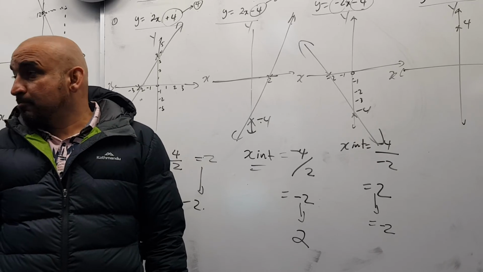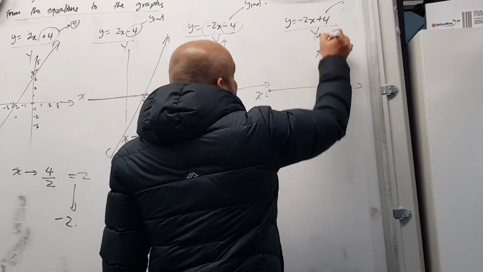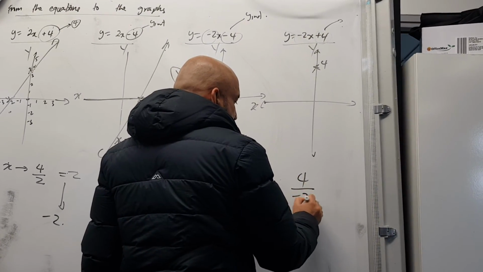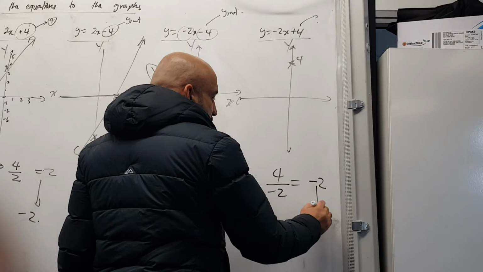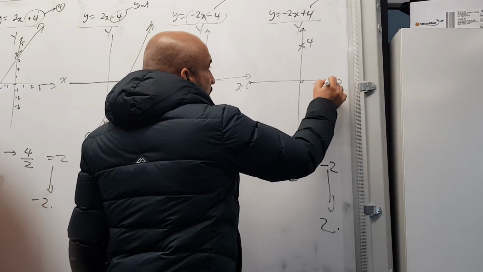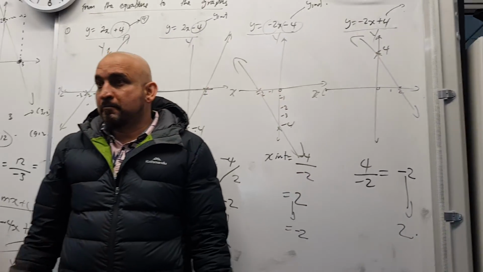Cool. Next one here, the y-intercept is 4. Then 4 divided by negative 2, which is negative 2, and we switch, so it becomes 2. 2 will be 0, 1, 2 here. Simple.